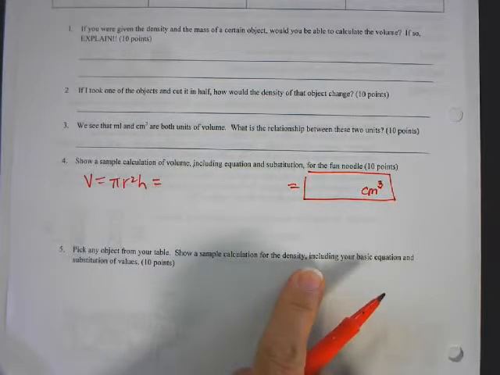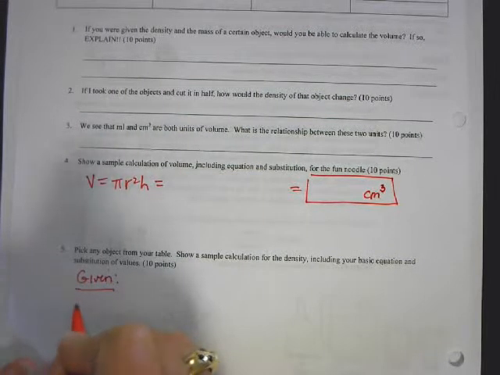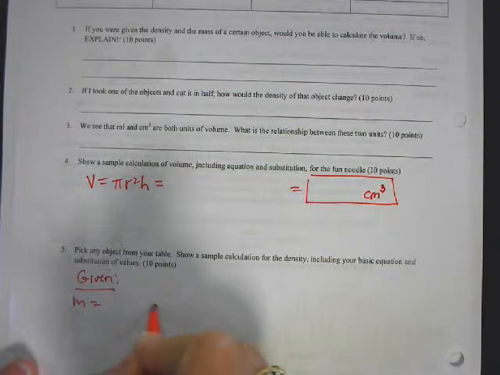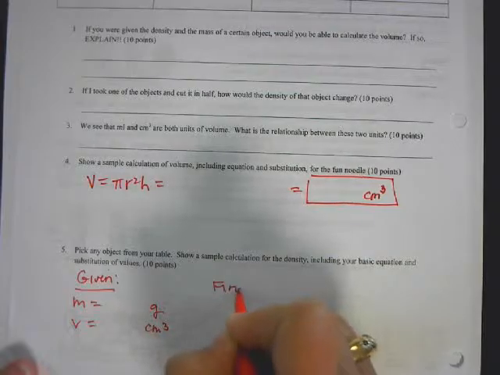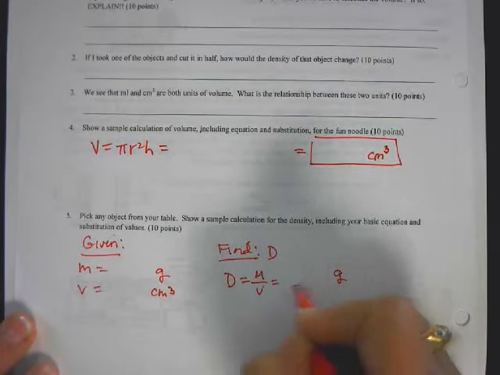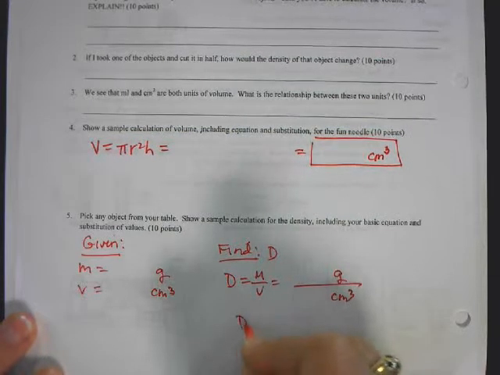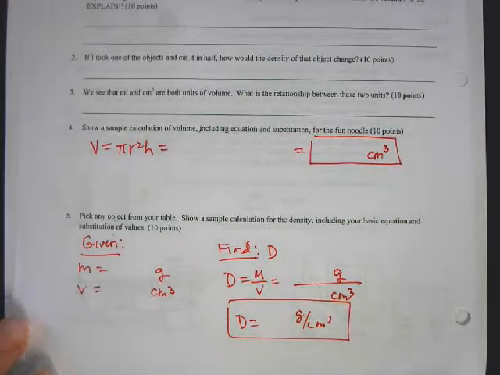Then I said pick any object on the table and show the sample density calculation. Whenever we do a problem, we write what we're given. We're given the mass in grams and the volume. We want to find the density. We write our basic equation: density is mass over volume. Then we substitute in our values and solve for what we want. That's what's called showing all your work. That's what you'll be required to do on tests and FRQs: write your given and find, rearrange and solve, substitute and solve.